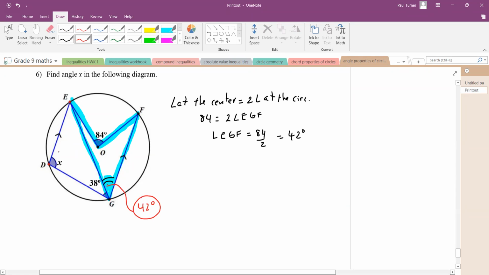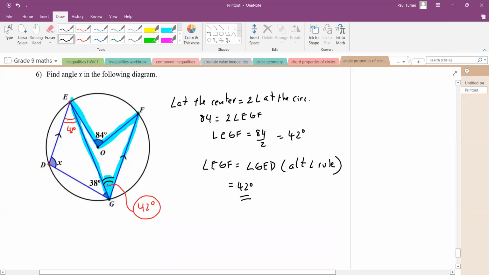And then by the alternate angle rule I just mentioned earlier, this angle is also going to be 42. So we could say angle EGF will be equal to angle GED, and that's by the alternate angle rule. So this angle up here is 42. They both equal 42 degrees.